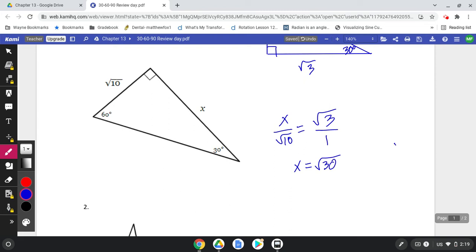Now that would be our answer, but we need to quick check, can 30 break down? Be 5 times 6. 6 we know is 2 times 3. No pairs, so our answer x equals the square root of 30. That is our final answer.